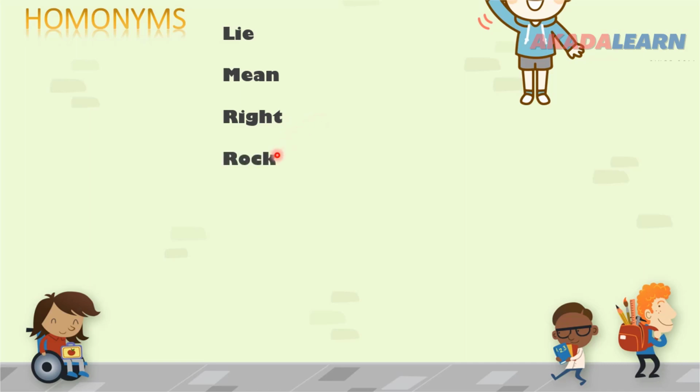This is the word rock. A rock is a small hard piece that you find on the ground. To rock also means to shake something. So you see, rock has two meanings. You can find a rock on the ground, it's like a stone. And to rock something means to shake something.